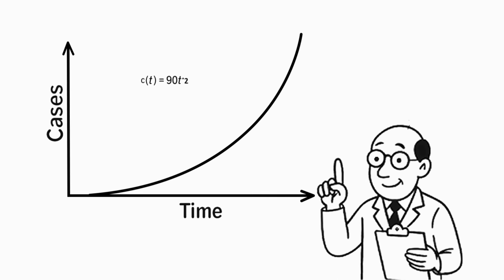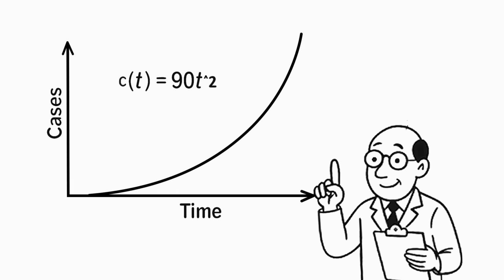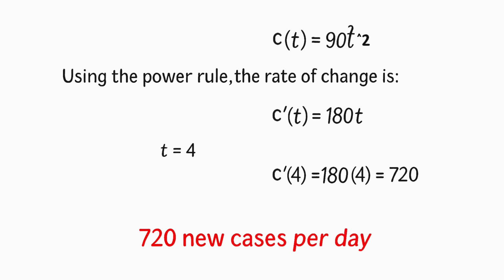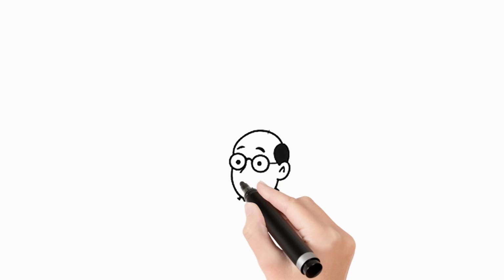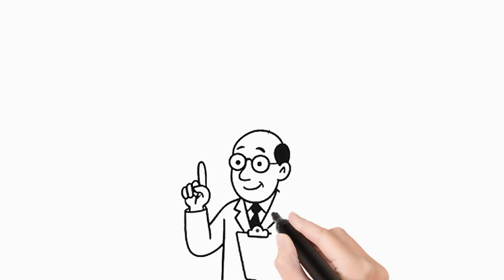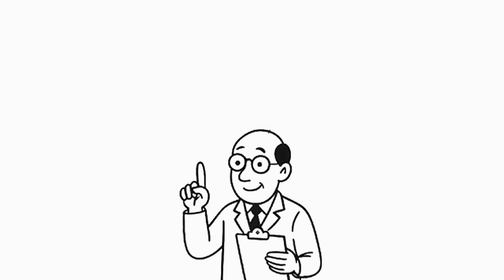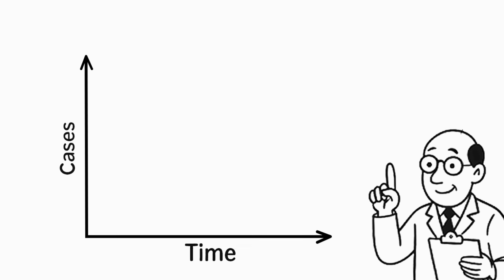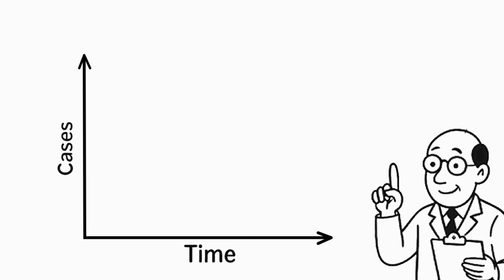Say confirmed cases follow this function. Using the power rule, the rate of change is. If we also check another time, say t equals 5 or t equals 6, we can compare those instantaneous rates. That lets us actually see whether the curve is rising faster at later times compared to t equals 4.